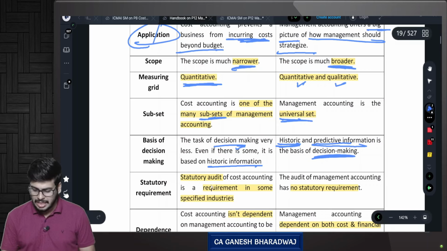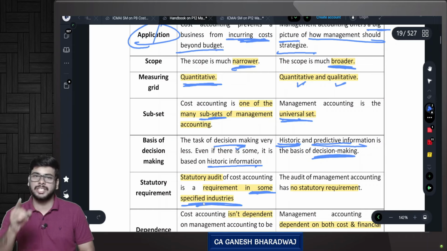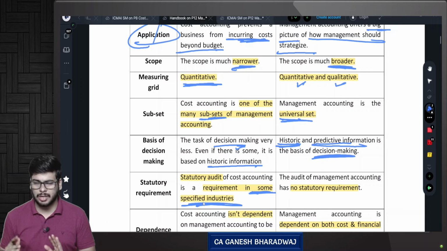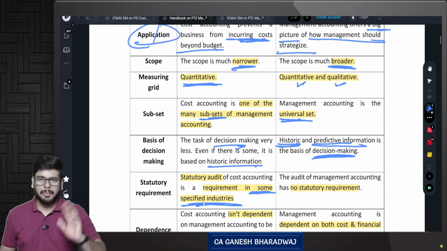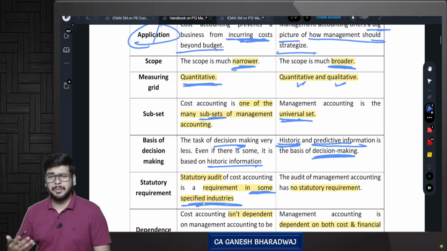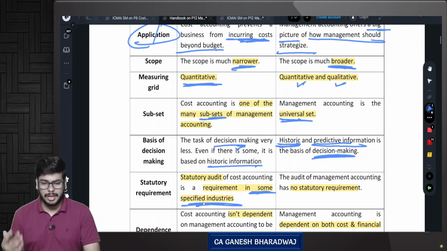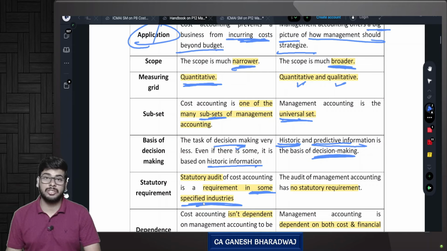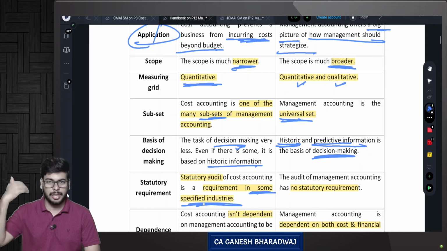Statutory requirement. Statutory audit of cost accounting is a requirement in some specified industries. I told you, section 148 of the Companies Act. That section is not required for our subject purpose, but you can know it for the purpose of understanding. So there is a section called section 148, cost audit. Costing records need to be mandatorily audited by a qualified cost and management accountant, CMA, and reported to the government.